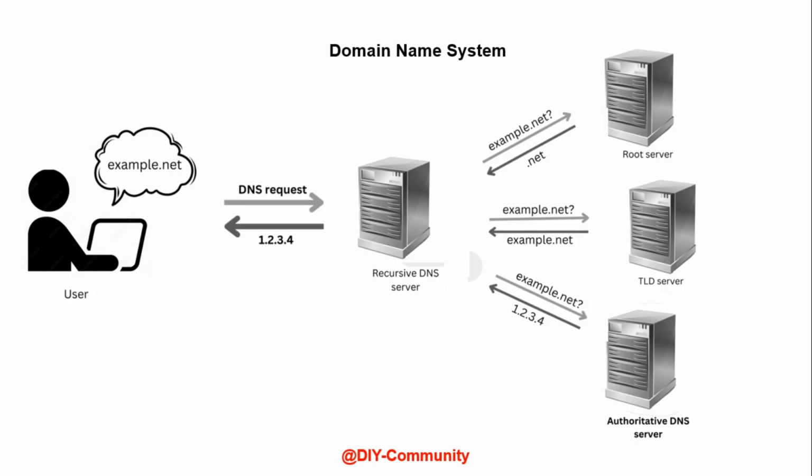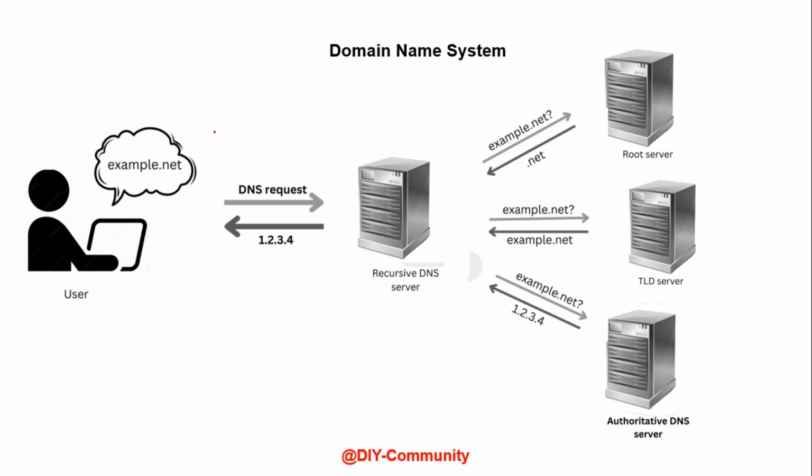Now let's see how the domain name system works. The domain name system typically has four components. The first one is a recursive DNS server, the second one is a root server, the third one is a TLD server, which is a top level domain server, and the fourth one is an authoritative DNS server.